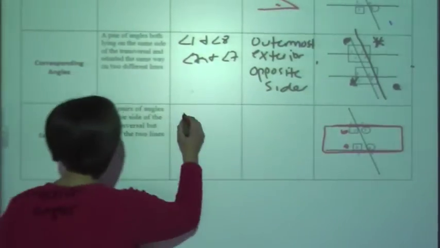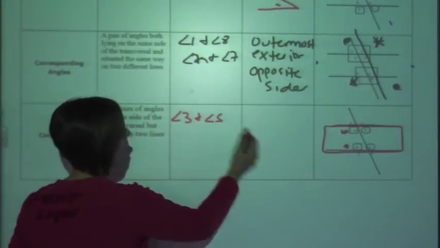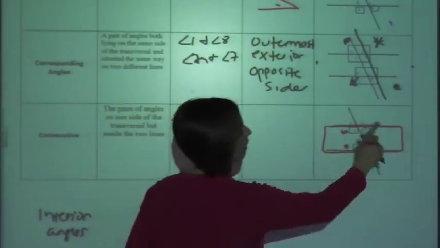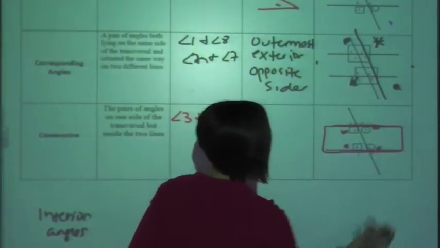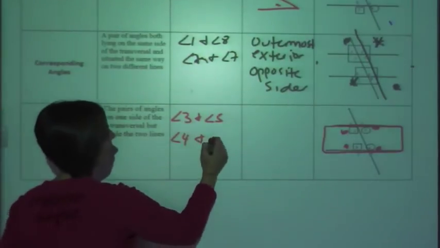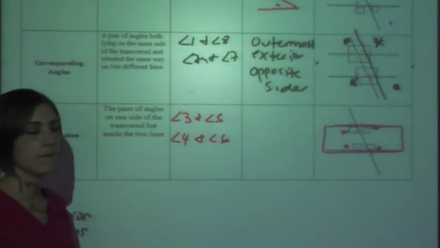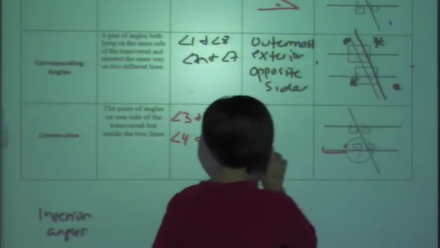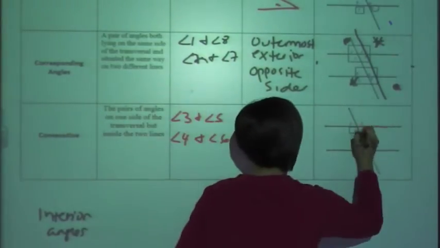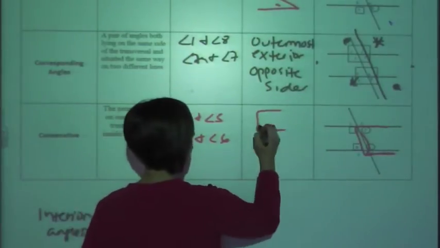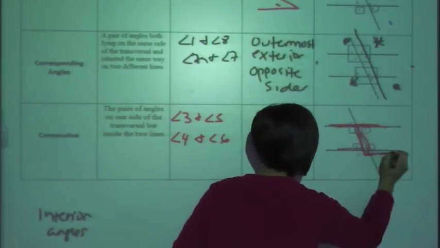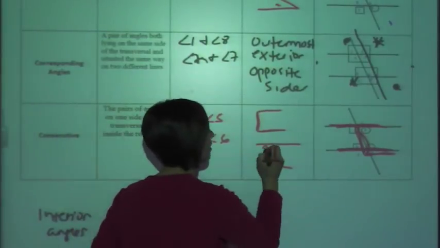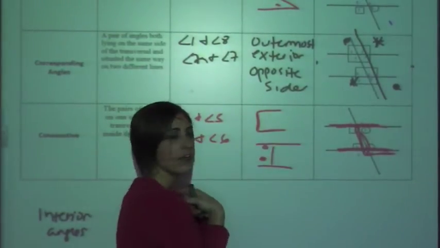So angle 3 and angle 5 are one right after the other inside the two lines. And angle 4 and angle 6, one right after the other inside the two lines. In order to identify them, this is pretty cool, I can draw a C for consecutive, and they also make the I for interior. So consecutive interior angles lie inside the I for interior.